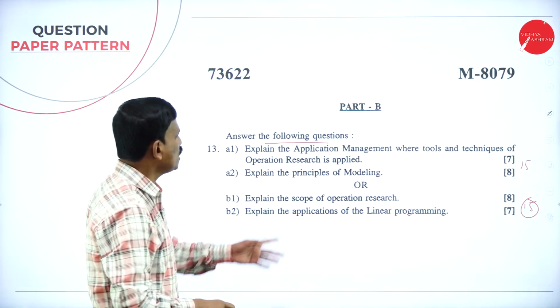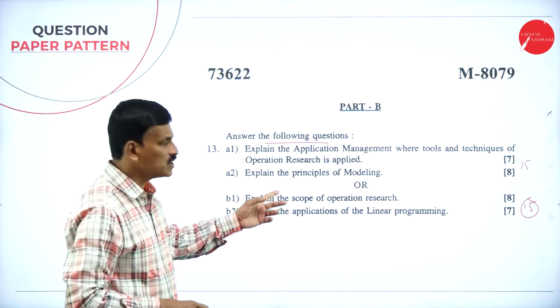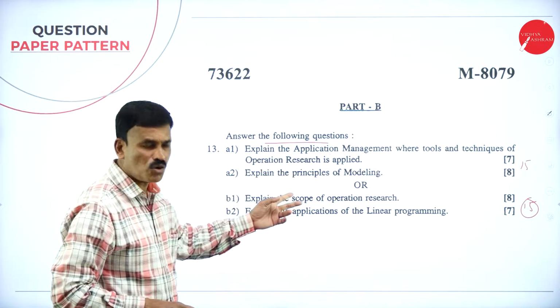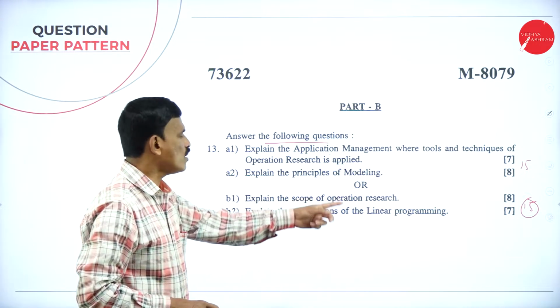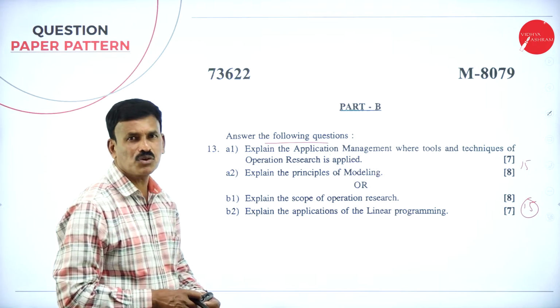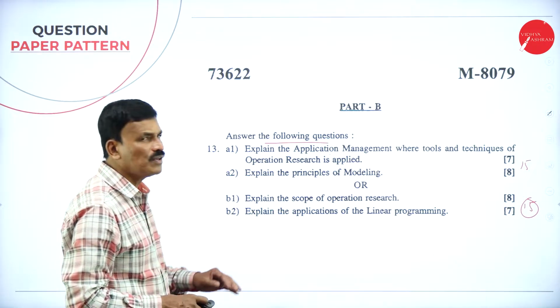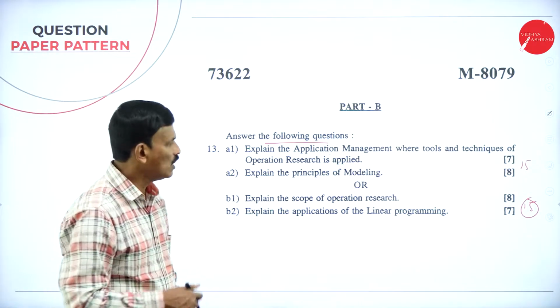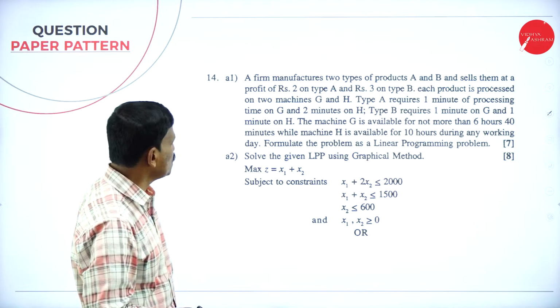Now A1: explain the application of management where the tools and techniques of operation research are applied. A2: explain the principle of modeling. Or you can answer: explain the scope of operation research and explain the application of linear programming problem. So either you can answer A1, A2 or B1, B2. This is from unit number 1. Let us come to the next question, question number 14. Again this is from unit number 2.